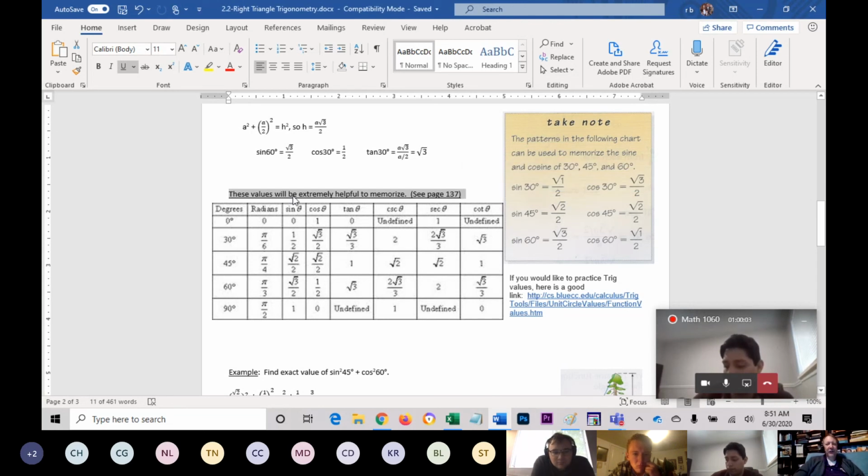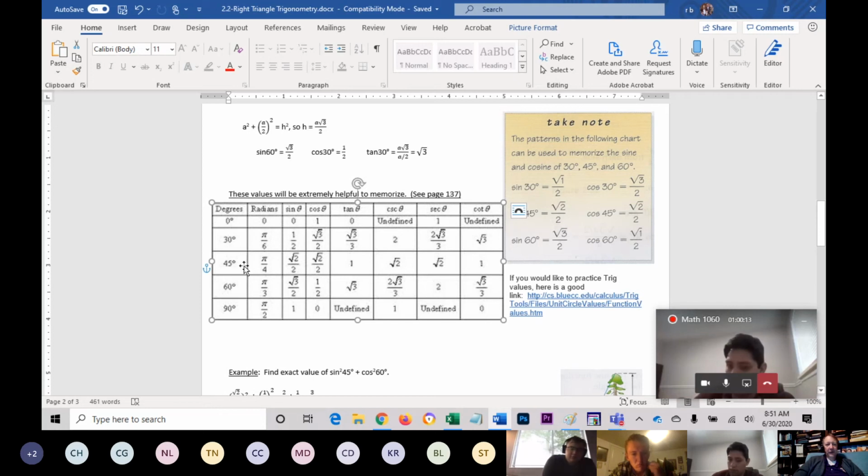And so this is going to be extremely useful. We are going to use this chart all semester. This is on page 137. So it's great because 0 degrees is 0 radians, 30 degrees is pi sixths, 45 is pi fourths, 60 degrees is pi thirds, and 90 degrees is pi halves. So you'll definitely want to be able to look at those and know those.